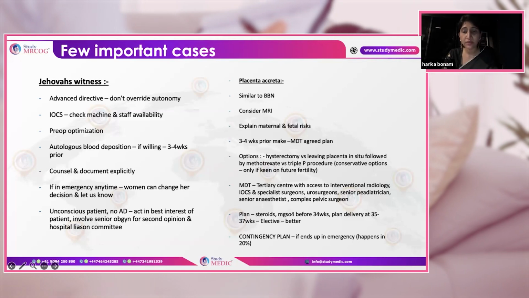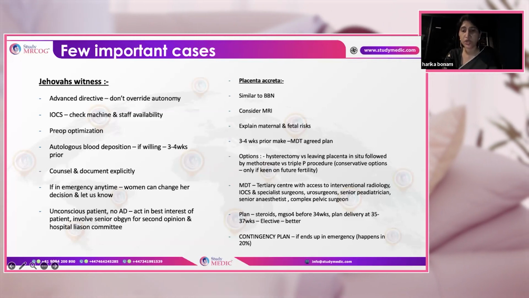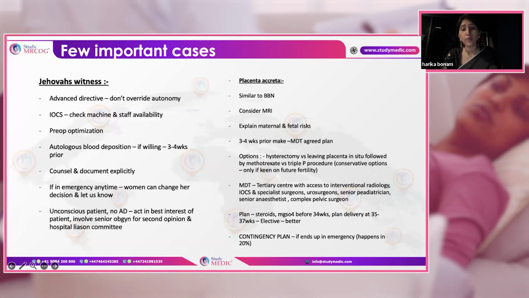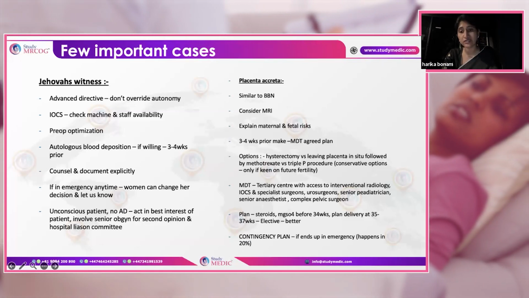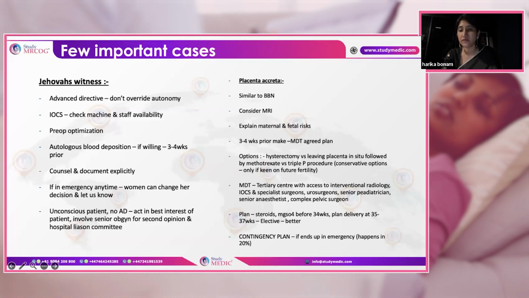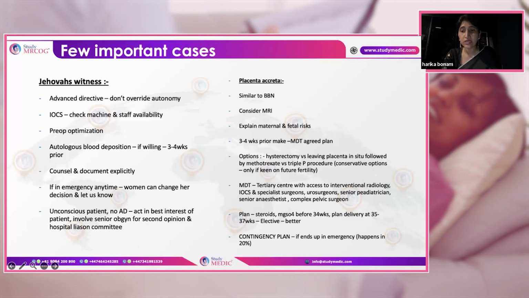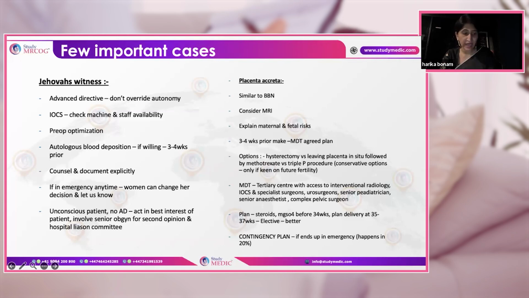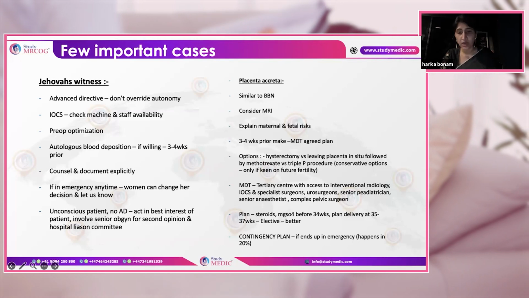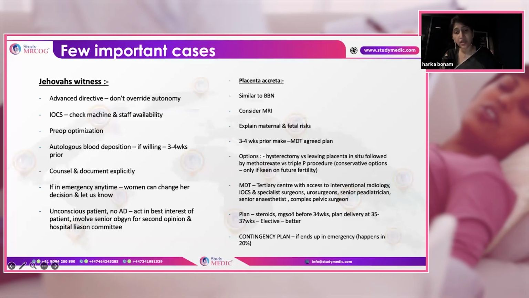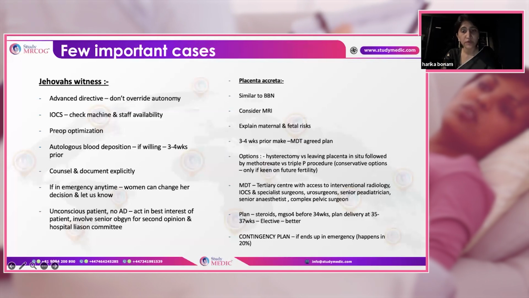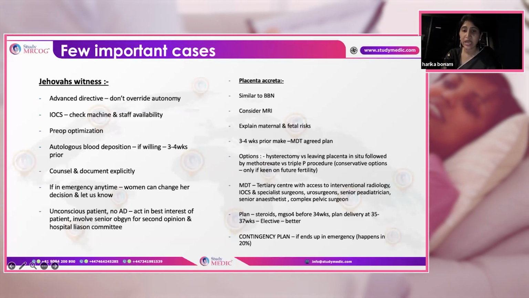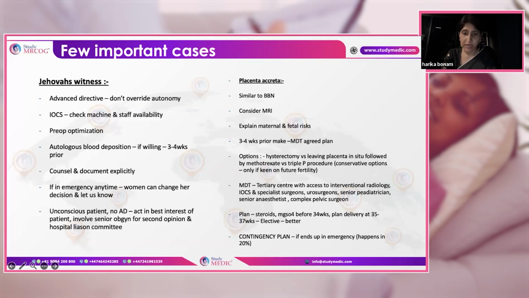And when you're involving the MDT, see that the tertiary center doing the procedure has access to the interventional radiologist, intraoperative cell salvage technicians, specialist surgeons, urosurgeons, senior pediatricians, senior anesthetists, and complex pelvic surgeons as well. And then coming to the plan in patients with placenta accreta, you have to give steroids and magnesium sulfate before 34 weeks, and plan delivery at 35 to 37 weeks because the elective plan is better.